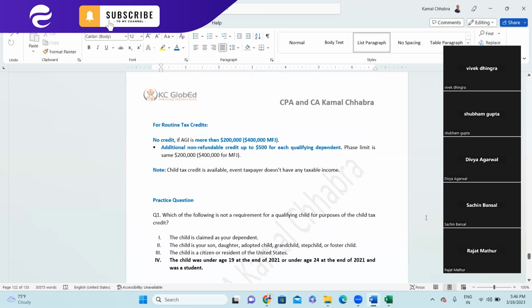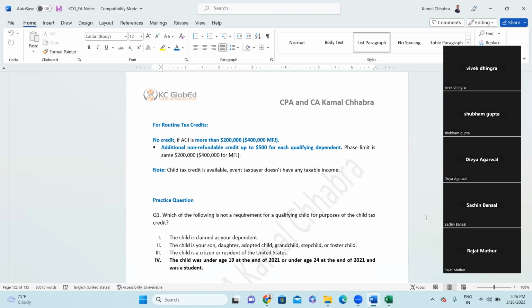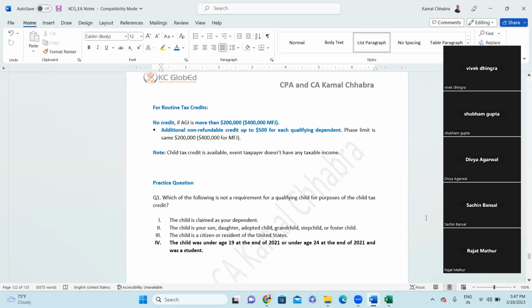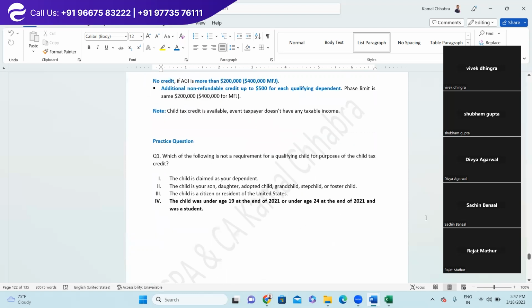And for the routine tax credit, so far what we have studied is the increased or extended limit from 2,000 to 3,000 or 2,000 to 3,600. But what about the $2,000, which is the basic or routine tax credit? So no credit if AGI is more than $200,000 for single or $400,000 for married filing jointly. So if you are a single and your total taxable income is more than $200,000, then you will not be getting any benefit of child tax credit. And if you are married filing jointly and both of your total income is more than $400,000, then also you should not consider the benefit of child tax credit.